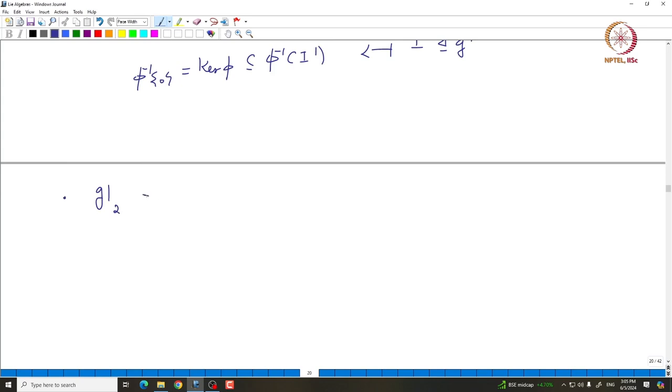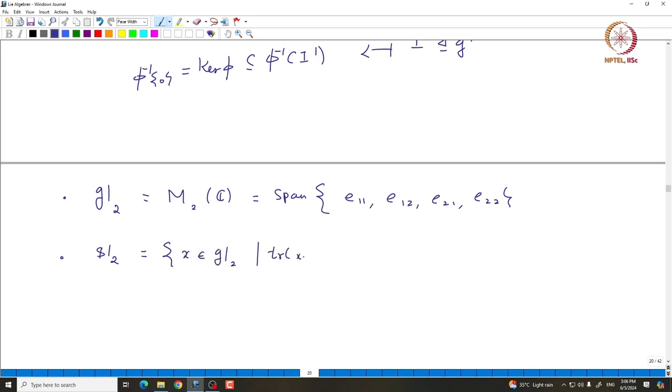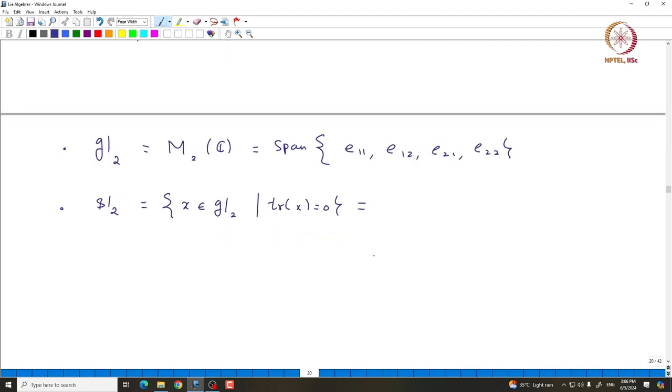What is GL2? GL2 is the set of all 2 by 2 matrices, and it is spanned by E11, E12, E21 and E22, so the dimension of GL2 is 4. SL2 consists of the traceless matrices from GL2, those X in GL2 such that the trace of X must be 0. It is easy to see that this is spanned by 3 elements, because the dimension of SL2 is 1 less than the dimension of GL2.